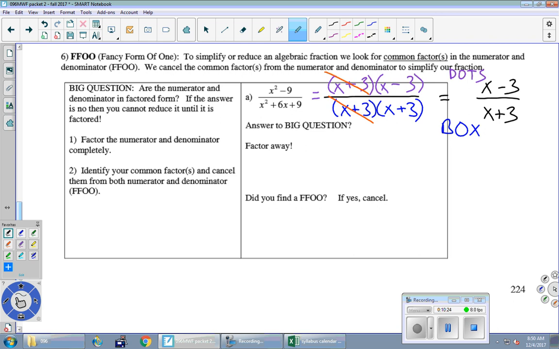Everybody see it? And then, what can we do? I see x on top and bottom, so cancel those. I see a 3 on top and bottom, so cancel those. Rachel, you're looking like you're not happy. Can we cancel the x's? No. Can we cancel the 3's? No. This is our final answer.